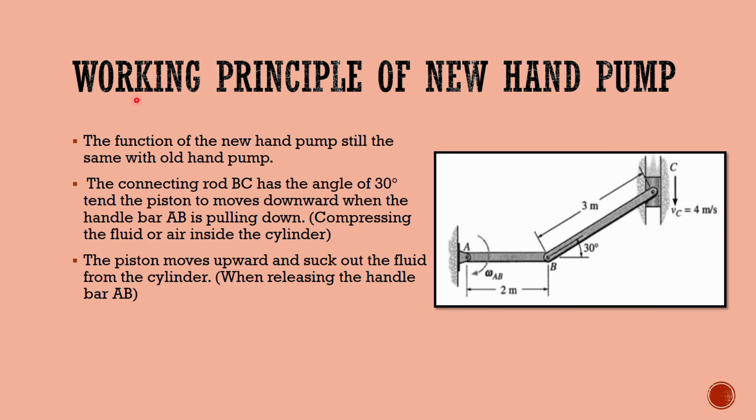The next chapter is about the working principle of the new hand pump. The function of the new hand pump is still the same as the old hand pump, which means the hand pump functions to transfer fluid or air from one place to another. The connecting rod BC has an angle of 30 degrees, and the piston moves downward when the handlebar AB is pulled down. This is the process of compressing the fluid or air inside the cylinder. Next, the piston moves upward and sucks out the fluid from the cylinder. This happens when releasing the handlebar AB.